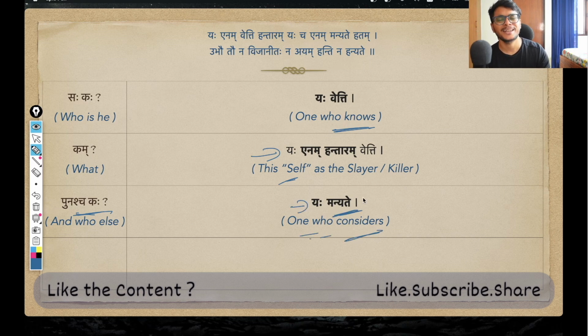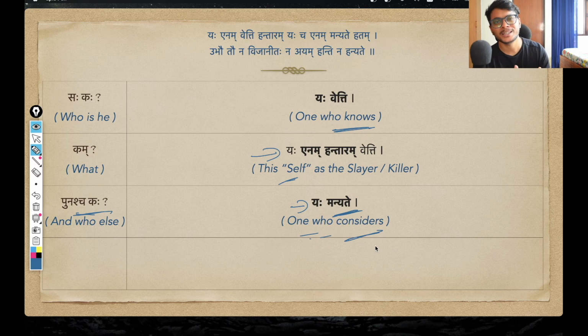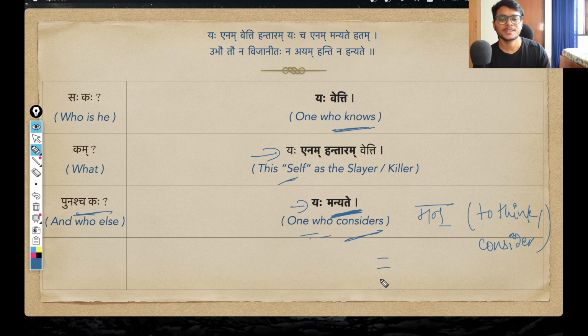Manyate, okay, slight change. The overall meaning that they are trying to say is more or less similar, but they are using a different verb root. We are using man dhatu here. Man again means to think or to consider in both the sense, man dhatu. Okay, and manyate, this also is the same. You can already guess it is also a third person singular and lat lakar form, just as this vetti.